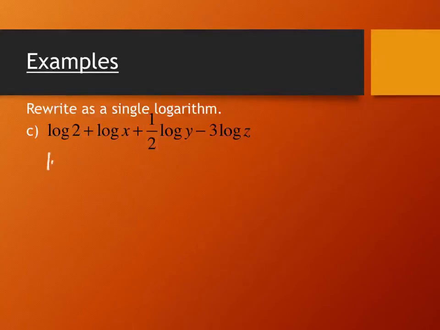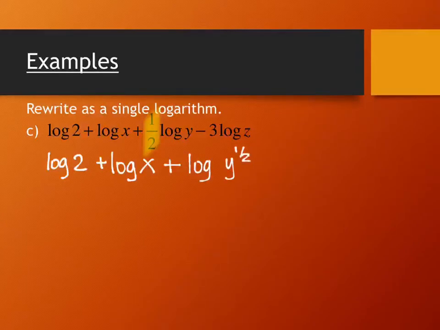So the first one doesn't have one, so it's just log 2. The second one doesn't have one, so it's just log x. However, on the third one, this 1/2 has to move up. So this is plus log of y to the 1/2. And then the last one has a 3 here, so I'm going to have minus log of z to the 3rd. Is that step okay? Just the shift of the coefficients to make them exponents.